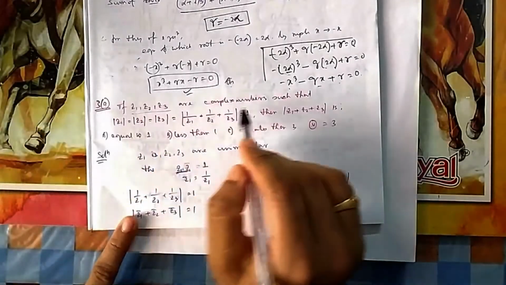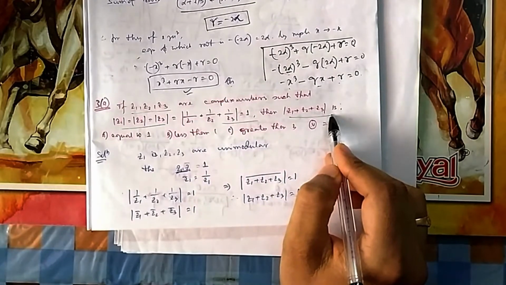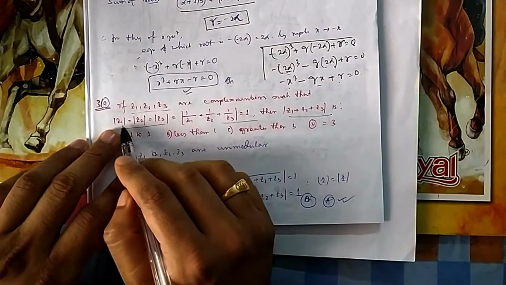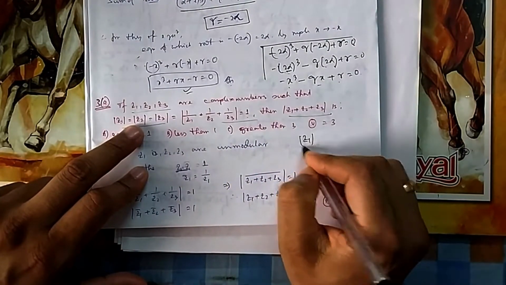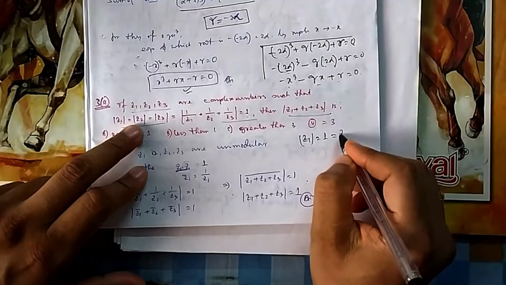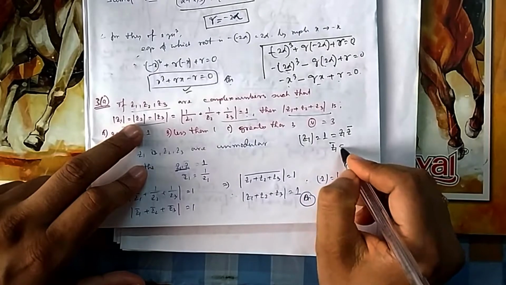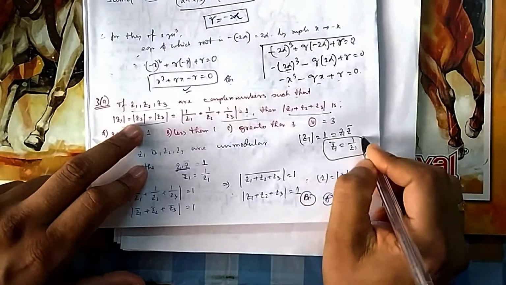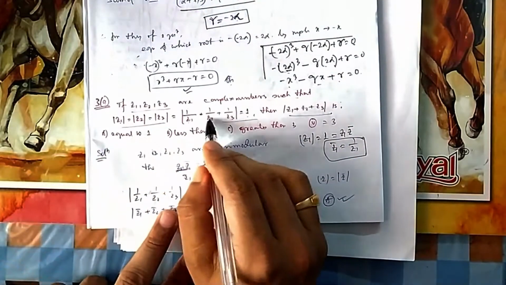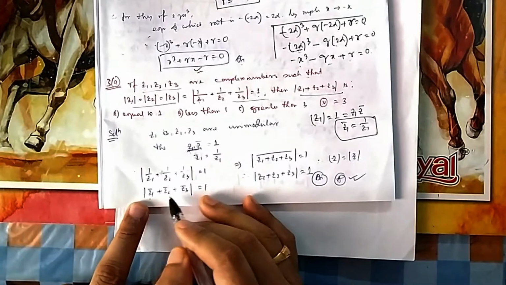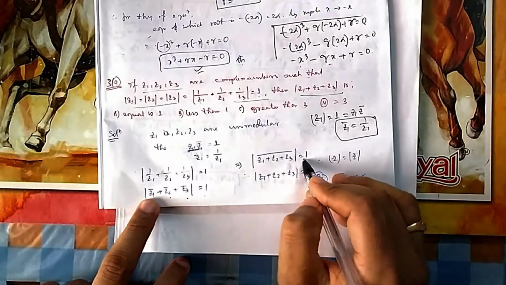If Z1, Z2, Z3 are complex numbers such that this is given, then find mod of Z1 plus Z2 plus Z3. Now you can see what the hint is here, because mod Z1 is 1 and mod Z2 is 1. So these are unimodular. Once you say unimodular, it means Z1 times Z1 bar is also equal to 1. That means Z1 bar is equal to 1 by Z1. So similarly for Z2, these inverses you can already write as Z1 bar, Z2 bar, Z3 bar.